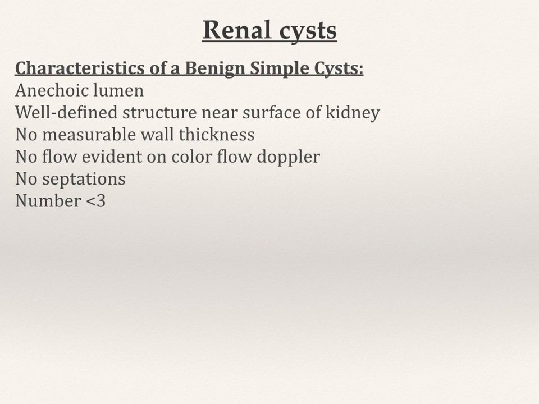There are renal cysts that can look like hydronephrosis as well. These tend to be their characteristics. I'm not sure if this might one day be an exam question or not, but again, this would be the point to pause and take these down. They need to be anechoic, well-defined, near the surface of the kidney, no wall thickness, no flow, no septations. And I also put down their number less than 3. If you have more than 2, you tend to start thinking about things like polycystic kidney disease. That should warrant a definite follow-up ultrasound as well.